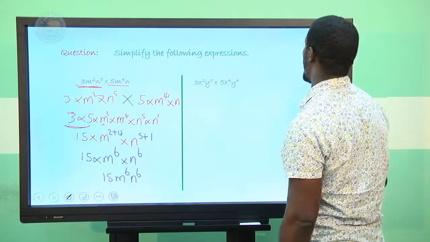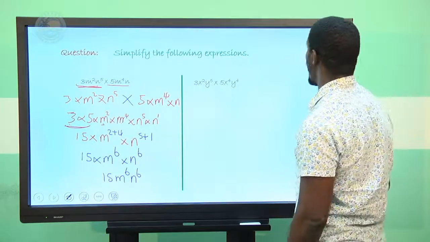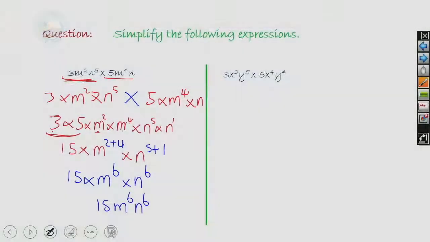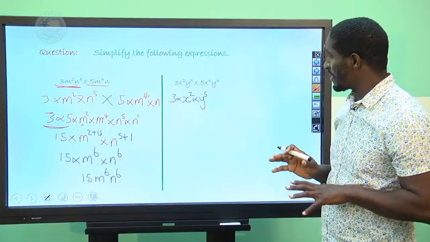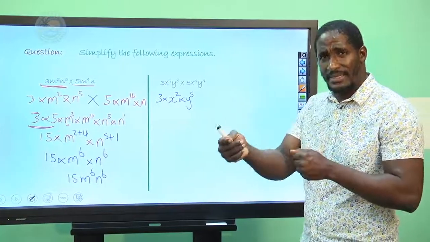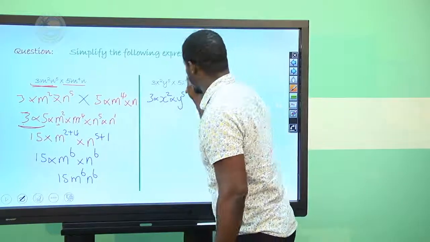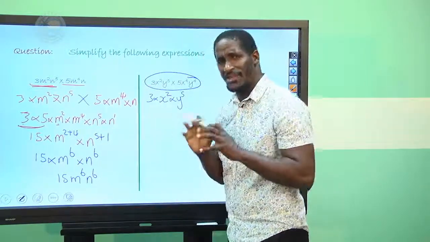3x squared y to the 5th multiplied by 5x to the 4th y to the 4th. My argument remains as well that this here is going to be, expanding it out, 3 multiplied by x squared multiplied by y to the 5th. Now, when doing algebra, we usually try to distinguish between our x's and our multiplication symbol. Some people continue to write the x's as I've written my x's here, and that makes it a bit challenging to understand.